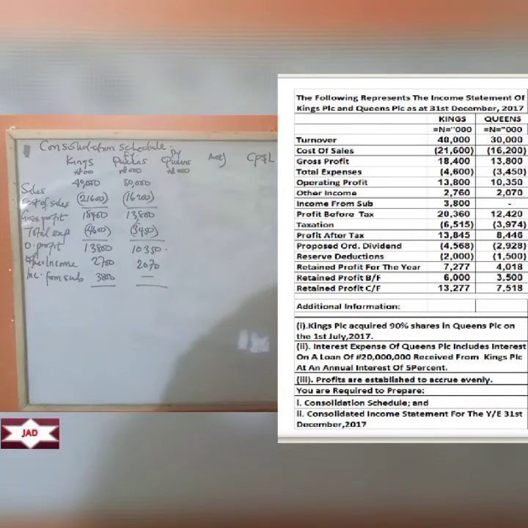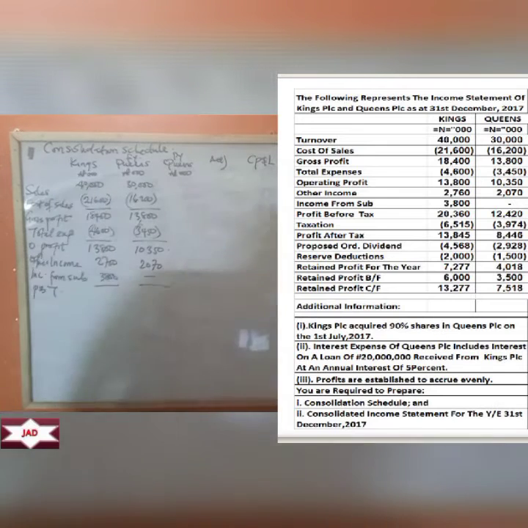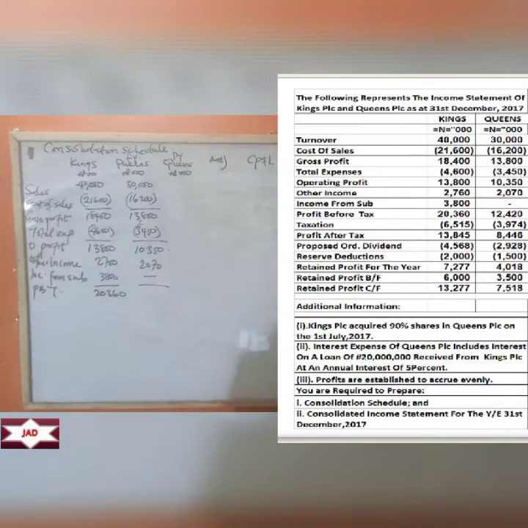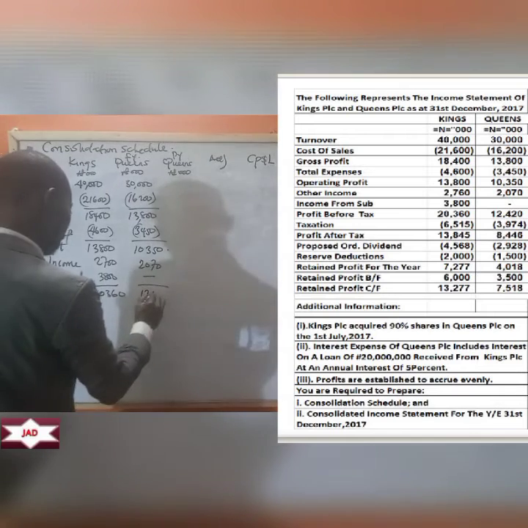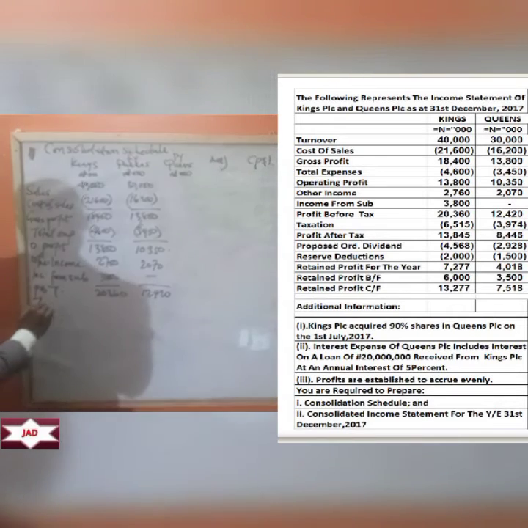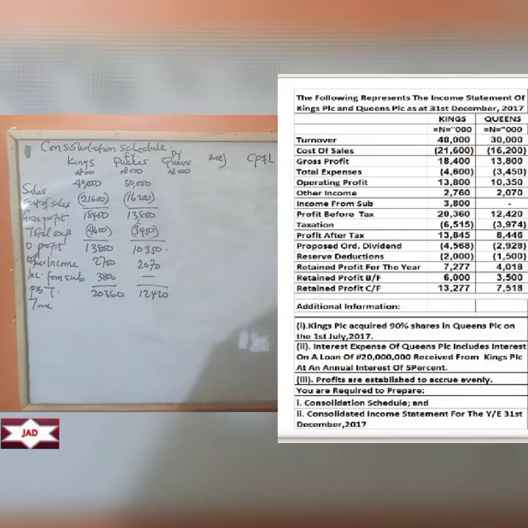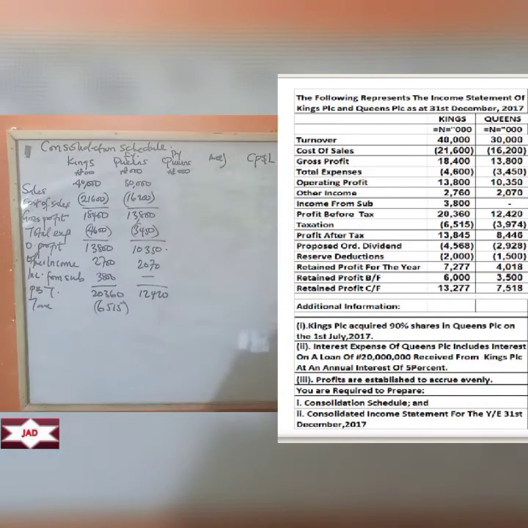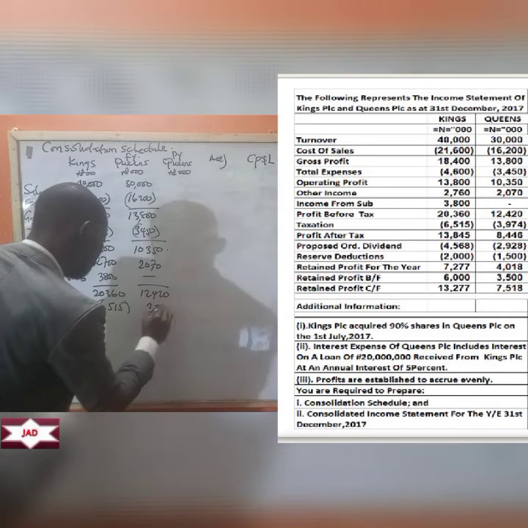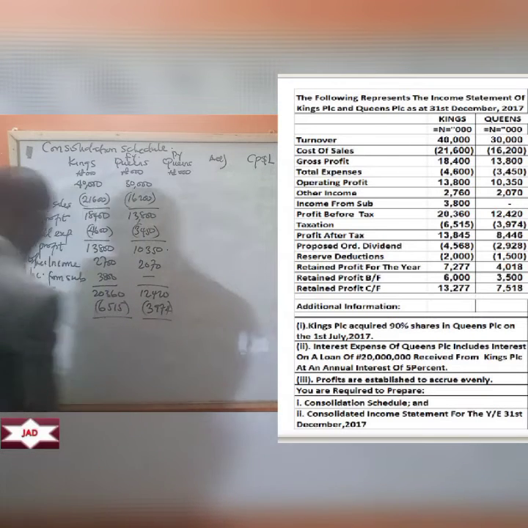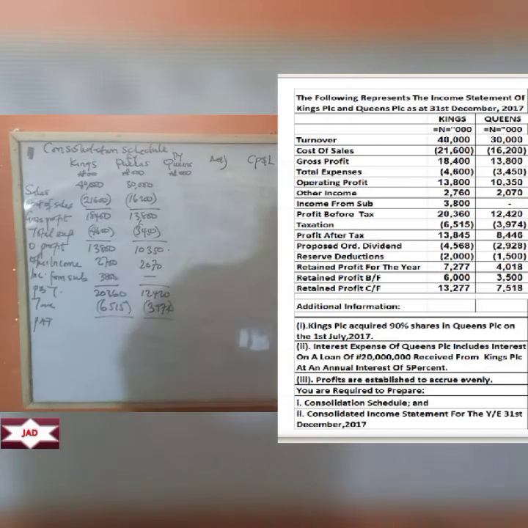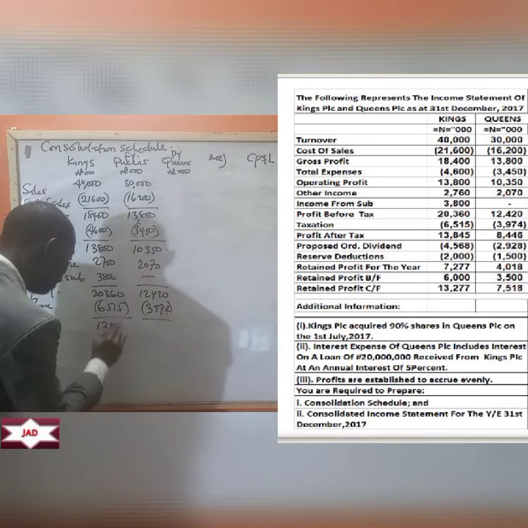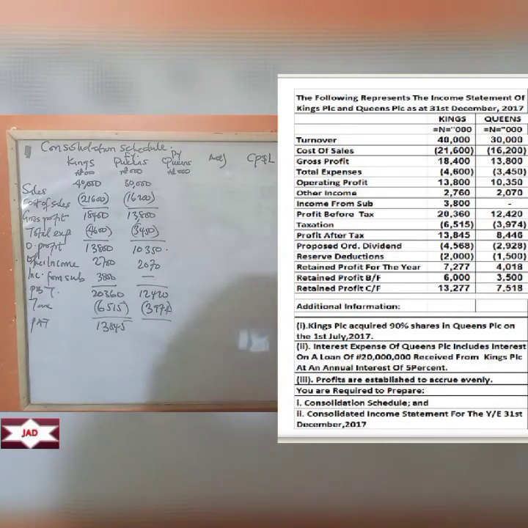So we have profit before tax. Profit before tax, 2360. Now we have 12,420. Okay, so what our tax? What our tax there? 6,515. So we have profit after tax. What's profit after tax? 13,845. And then we have 8,446.